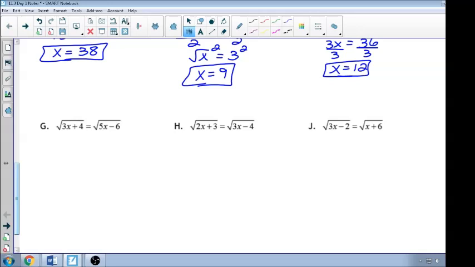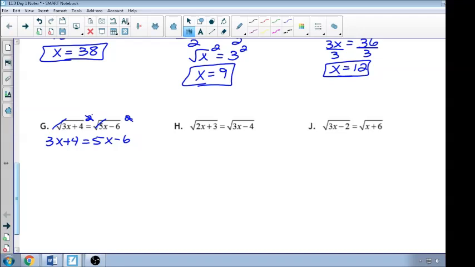I already have it on G, H, and J. All these problems, I already have the square roots by themselves. So what I'm going to do is just square both sides. What that does for me is it just cancels out the square roots. So I'm left with 3x plus 4 equals 5x minus 6.